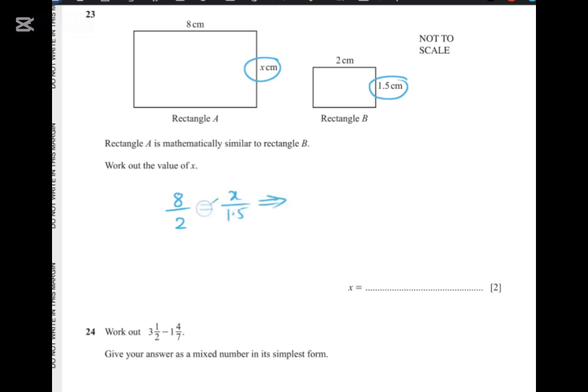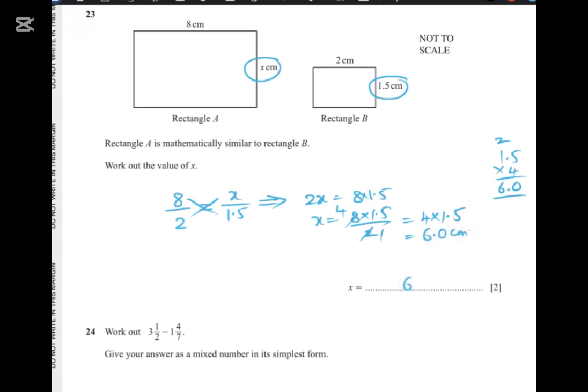Using this you cross multiply. So 2x will be equal to 8 into 1.5. x will be 8 into 1.5 by 2. 2 times 4 is 8, so this is 4 into 1.5. Find out: 4 5s are 20, 2 carried over, 4 1s are 4 plus 2, 6.0. So 6.0 is the answer for x. So 6 is the answer.